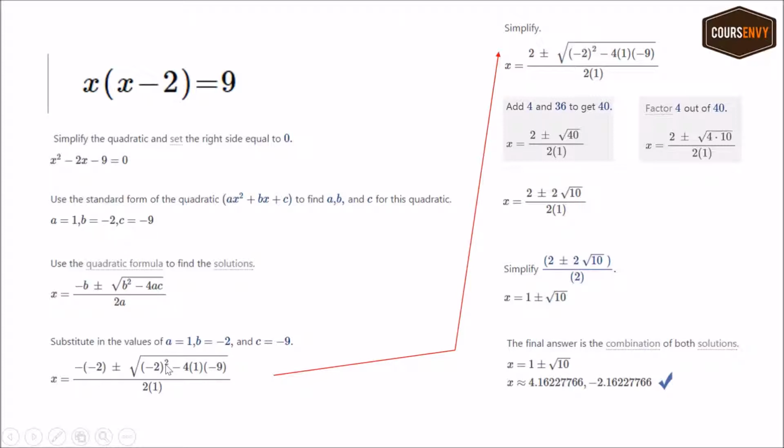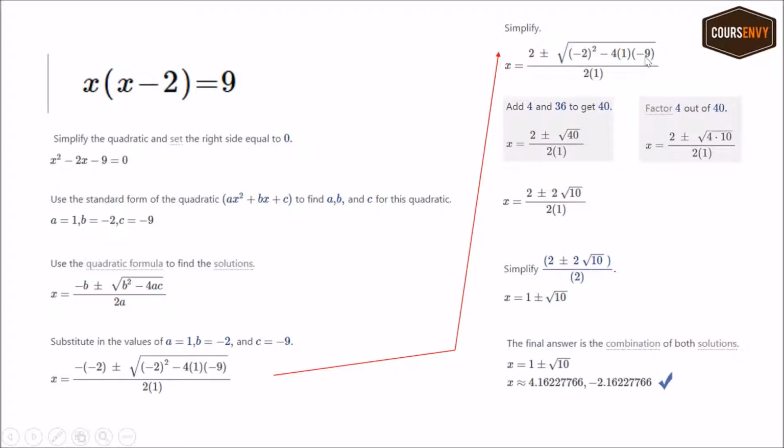-2 squared minus 4 times a. A is 1, pull that down, times c. C is -9, pull that down, divided by 2 times a. 2 times what? A is 1. Now let's simplify a little bit further.